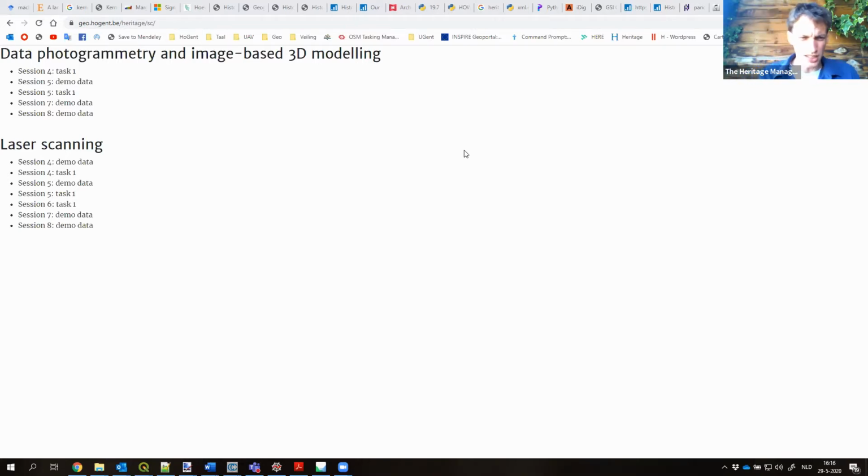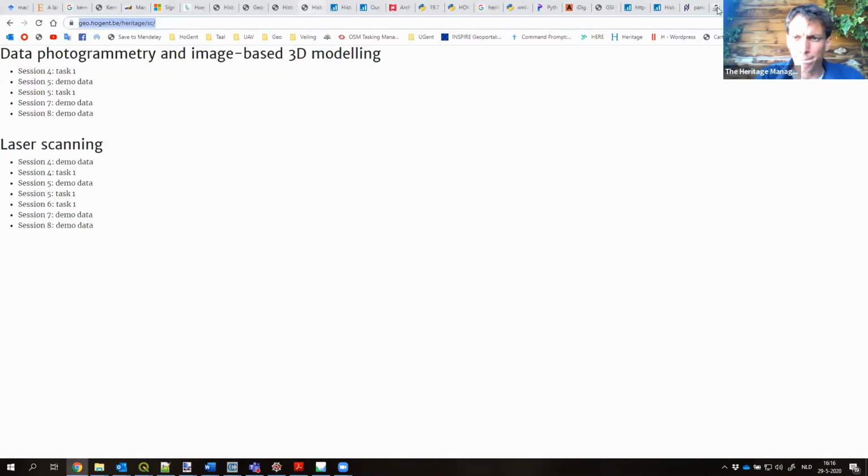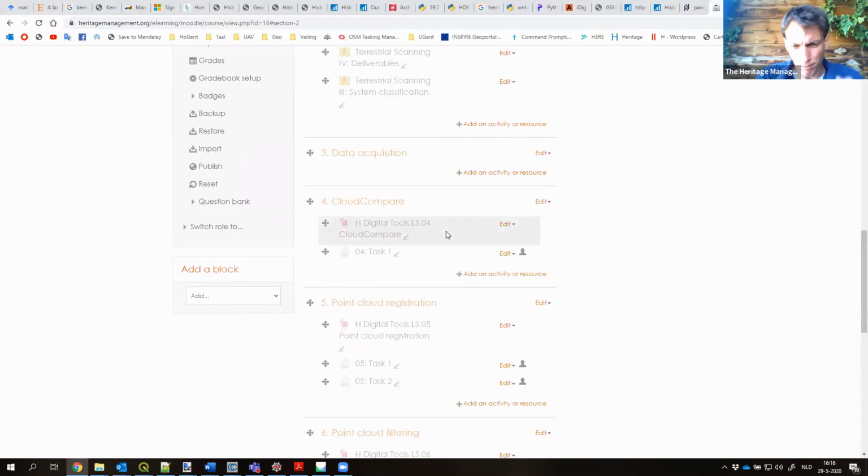So if you really see that your system is slowing down and that the point clouds are too difficult to process, let me know and I will make sure that you will have a reduced point cloud, but that you can still work on the different exercises. So you will find the different data sets here. Let me go back to the platform.